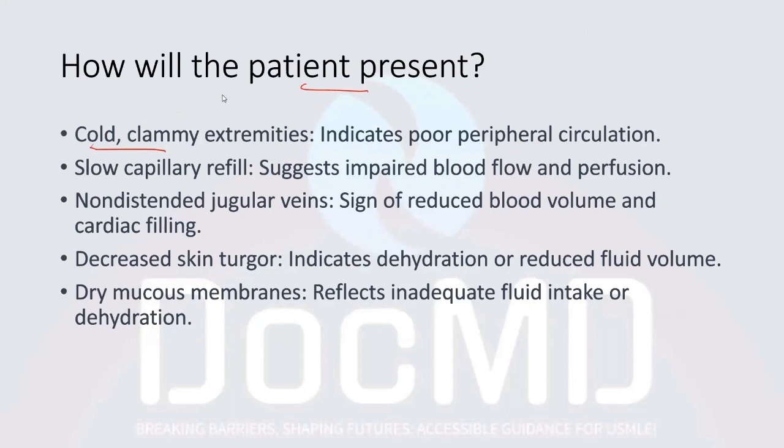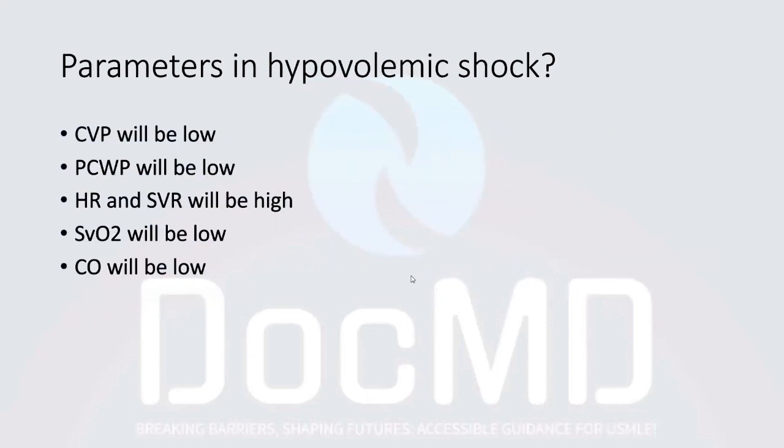You'll have cold, clammy extremities, and remember this is hypovolemic shock, which is indicative of poor peripheral circulation. Slow capillary refill, which suggests impaired blood flow and perfusion. Non-distended jugular veins. Why is that? Because again, there's reduced blood volume in the body, and your heart, even though it's trying to pump and contract at a rapid rate and with all its might, is not able to pump enough blood because there's not enough blood in the body. Your skin turgor will decrease because of dehydration and reduced fluid volume, and again, dry mucous membranes, because of dehydration and low volumes.